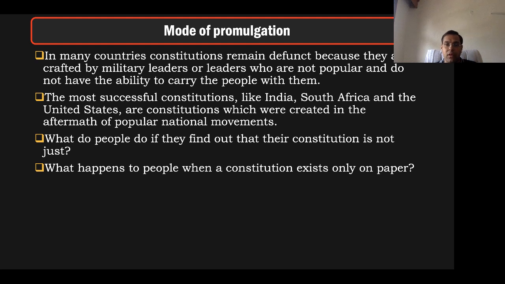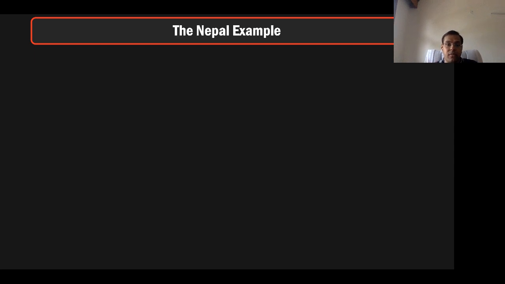What to do? So constitution has to function in a certain manner, no? So what is supposed to be done? Constitution exists only on paper. This should not be the case. Everything should happen as per the constitution in practicality. So let's take the example of Nepal.